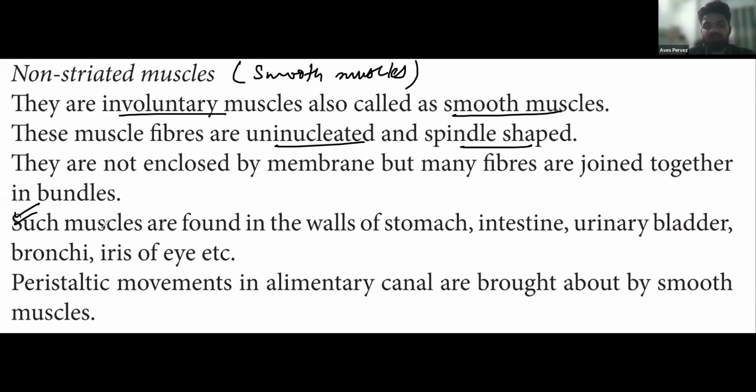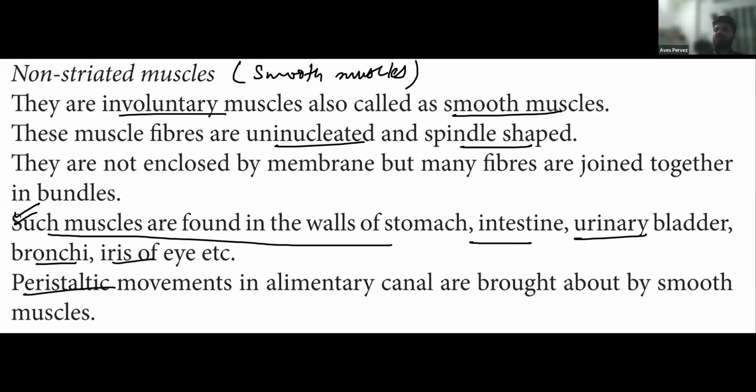Such muscles are found in the wall of the stomach, small intestine, urinary bladder, bronchi, and iris of the eye, and they help in the peristaltic movement of the alimentary canal, brought about by the smooth muscles. Note this one also. Note the last two points.